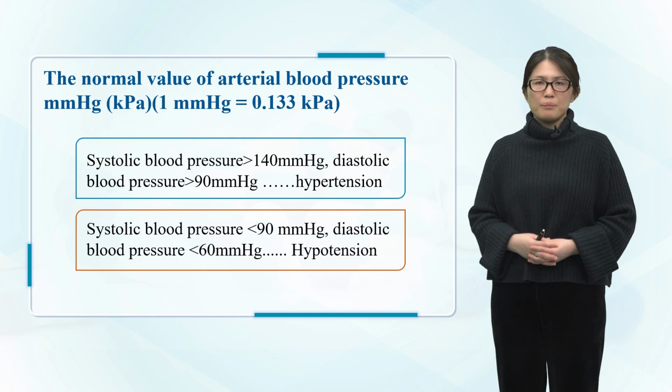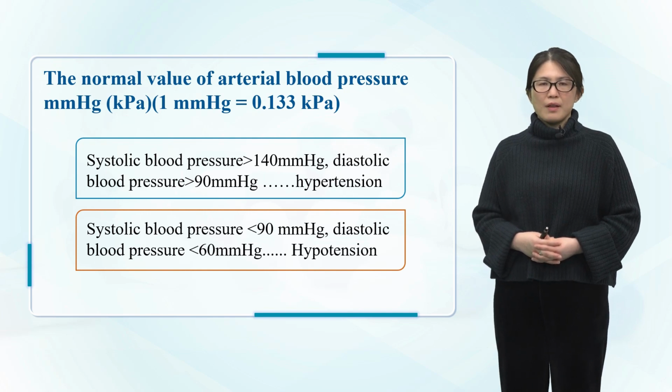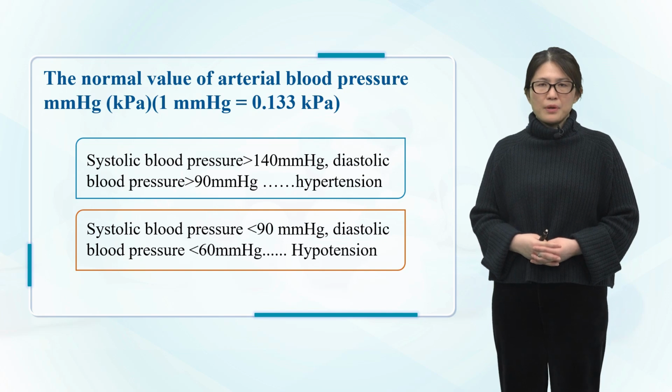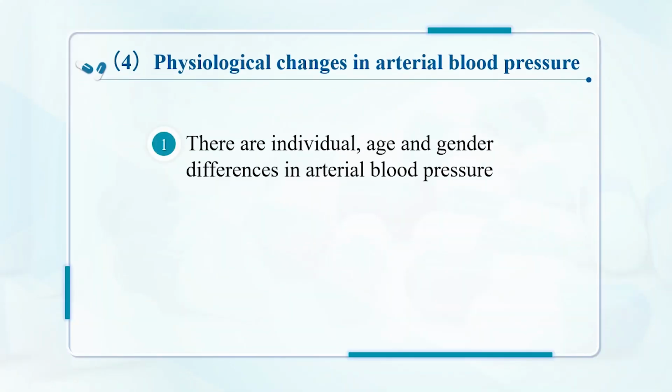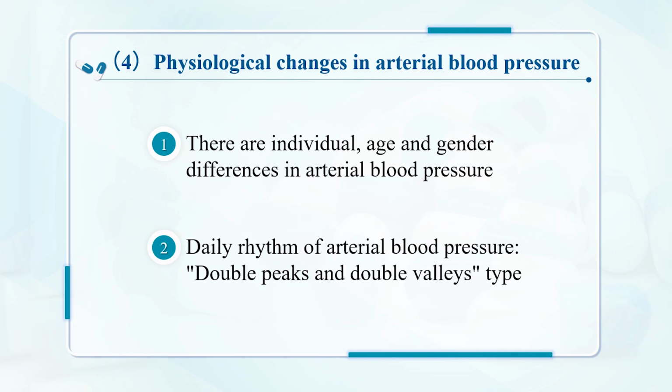If the systolic blood pressure is greater than 140 mmHg or the diastolic blood pressure is greater than 90 mmHg, this means hypertension. If the systolic blood pressure is less than 90 mmHg or the diastolic blood pressure is less than 60 mmHg, this means hypotension. There are individual, age and gender differences in arterial blood pressure.